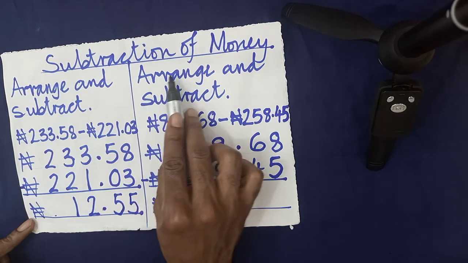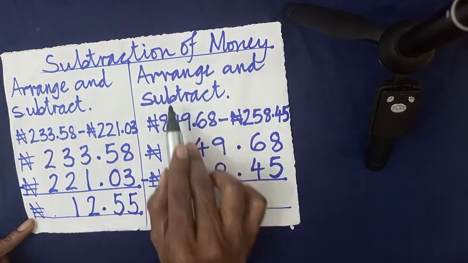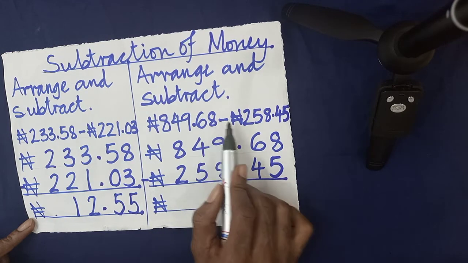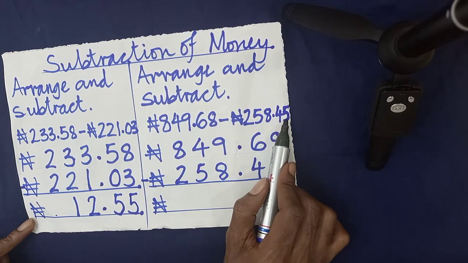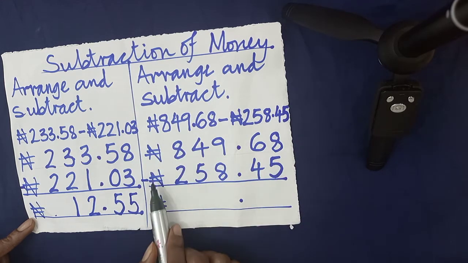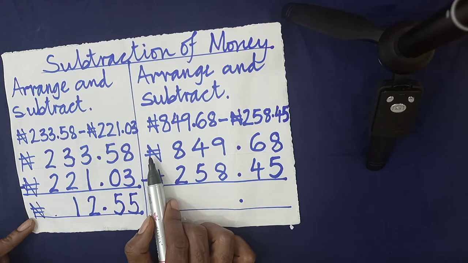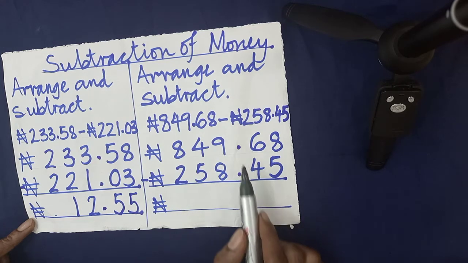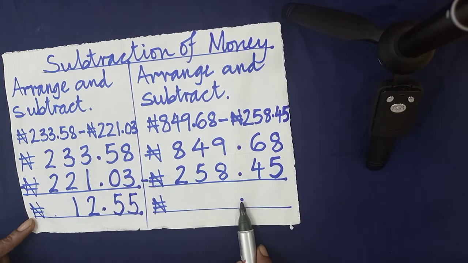And then finally, arrange and subtract 849 naira 68 kobo minus 258 naira 45 kobo. Again, first things first, you write your currency, naira, naira, naira, for the first amount, for the second amount, and for the answer. Next, you write the points for the first amount, the points for the second amount, and the points for the answer. Next, you arrange digits.